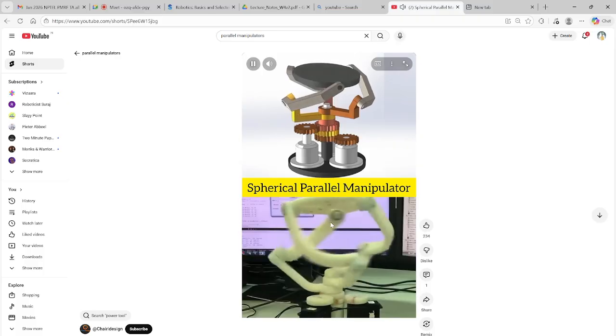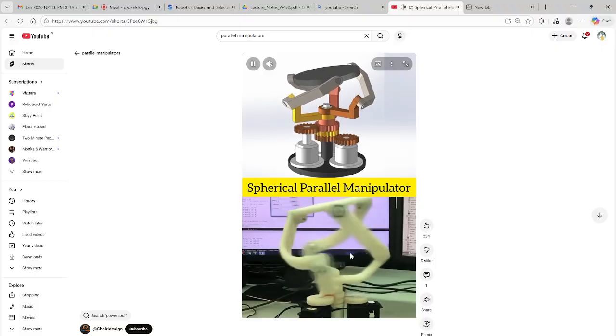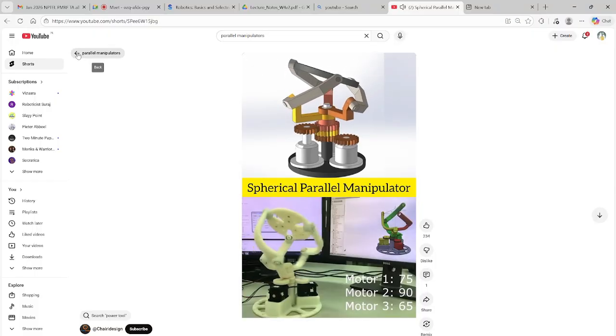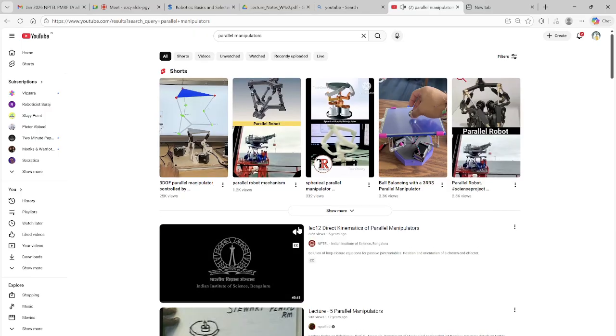So they have a number of motors, and then they are also trying to control it.